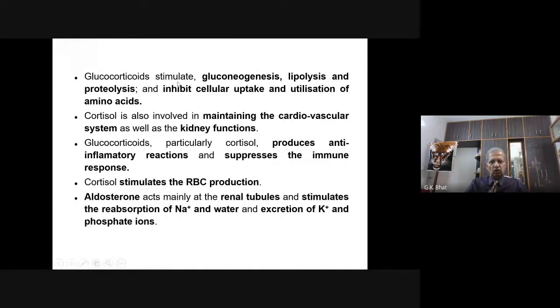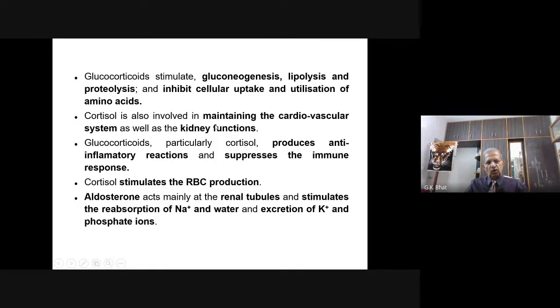Glucocorticoids stimulate gluconeogenesis, that is the new synthesis of glucose from lipids and proteins, lipolysis, breaking down of the lipids, proteolysis, breaking down of the proteins, and inhibit cellular uptake and utilization of amino acids. That is the main function of glucocorticoids. They are concerned with increasing the level of glucose, which is possible by breaking down of the lipids and proteins also.